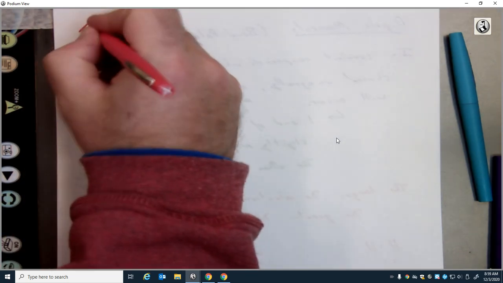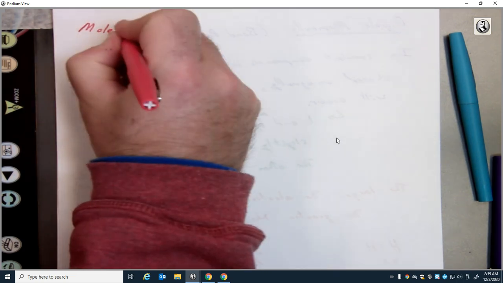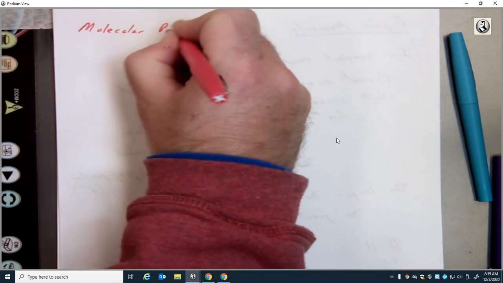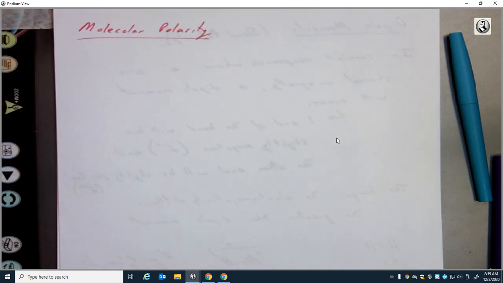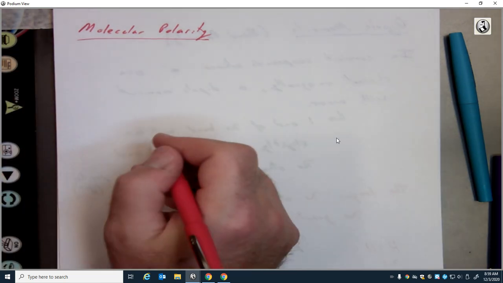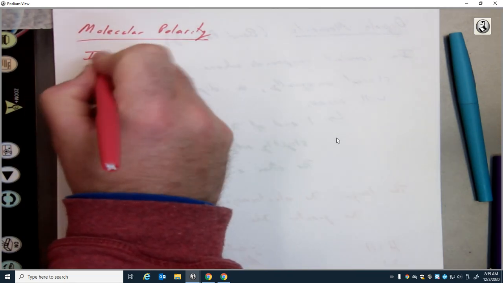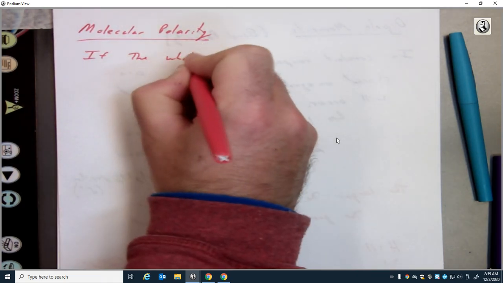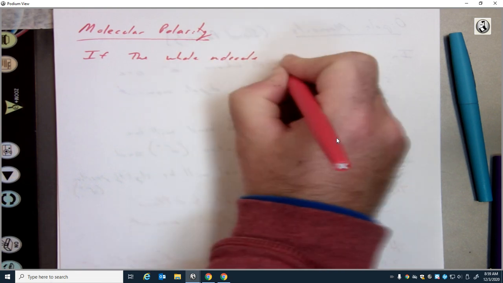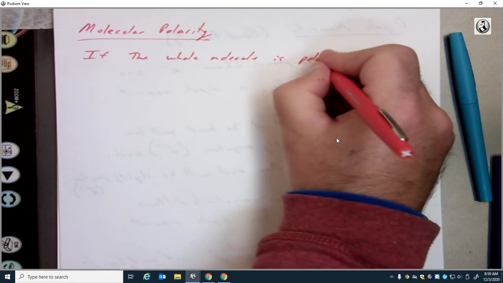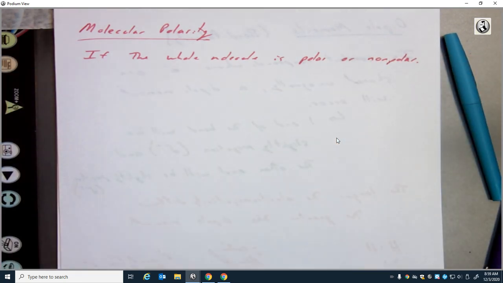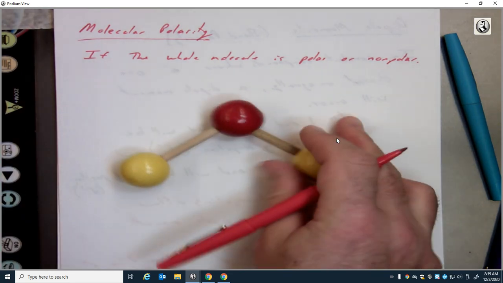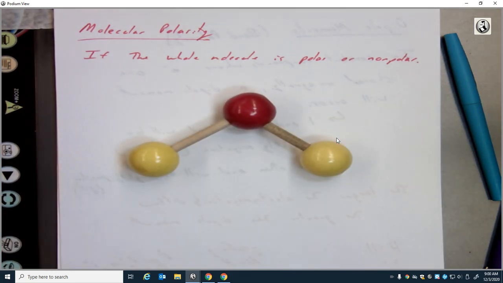So let's talk about molecular polarity. Now, when we're talking about molecular polarity, we want to know if the whole molecule is polar or nonpolar. So let's look at water. Here's our water molecule.